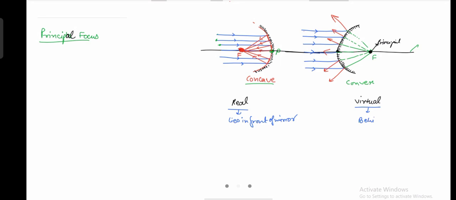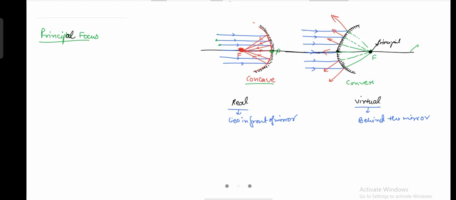Virtual, behind the mirror. How will we understand the behind and the front of the mirror? The reflecting portion, from where the reflection is taking place, will be the front, while the polished one will be the back. So in this case, the focus is behind, that's why it is virtual, and in this one it is in front, that's why we have named it real. Both of them are the principal focus only.